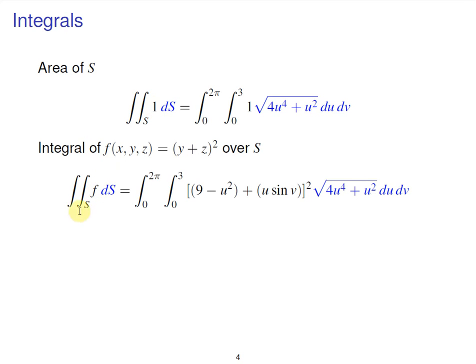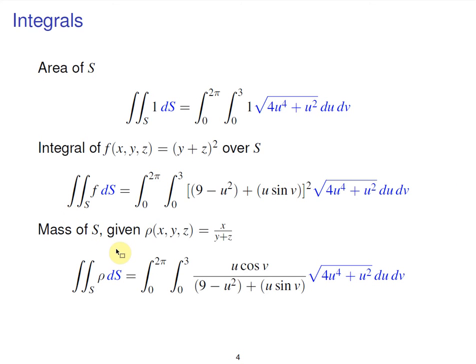And the way that these are related is, if f is just the constant function 1, then you get the area. If you instead integrate the function (y plus z) squared, you place that right here. The thing is, this is an integral with respect to u and v, so having just (y plus z) squared here is not so helpful. You just need to replace, remember from the parameterization, y was equal to 9 minus u squared and z was equal to u sine of v.